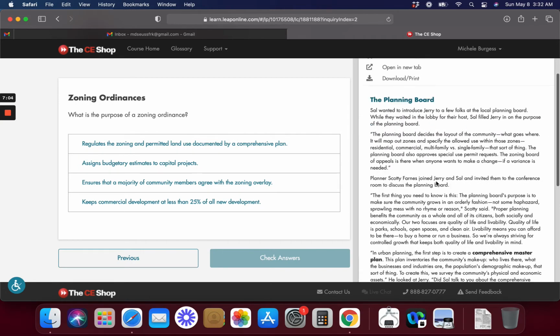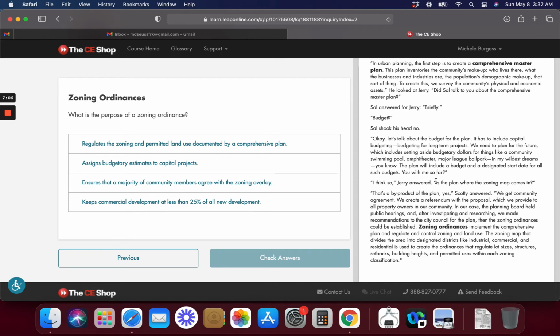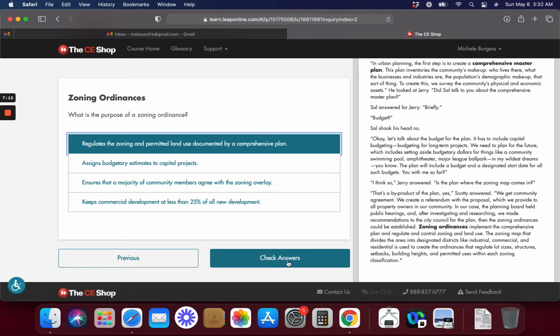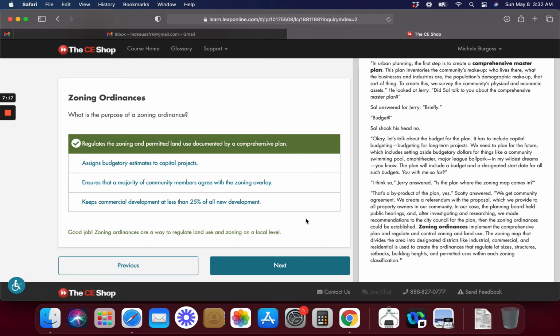What is the purpose of a zoning ordinance? Let's go back and look at our note here. Zoning will implement the comprehensive plan and regulate control zoning. All right. I think it's this one. Yay! All right.